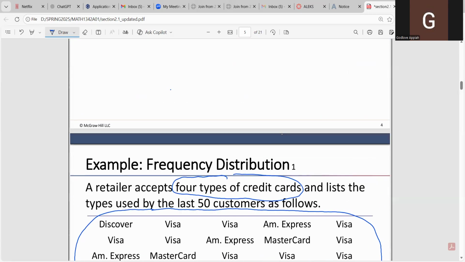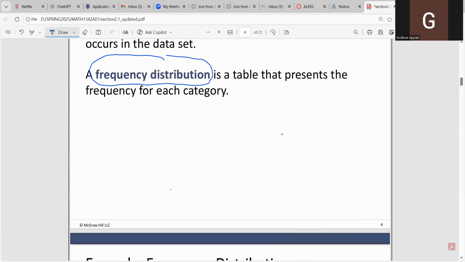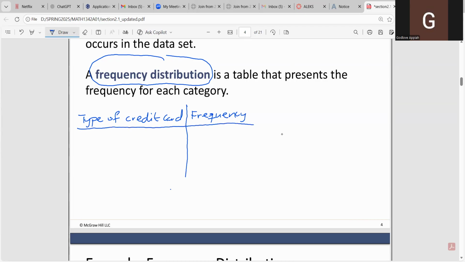So I'm going to go up here and construct that table. I'm going to have the first column of the table, and I'm going to call that the type of credit cards. This is our variable right here, the type of credit card, and this is a qualitative variable. The type of credit card is going to be the first column of our table, and the second column is going to be the frequency for each type of credit card. In other words, that would be the frequency for each category. Remember, the types of credit cards are just the categories in this data set.